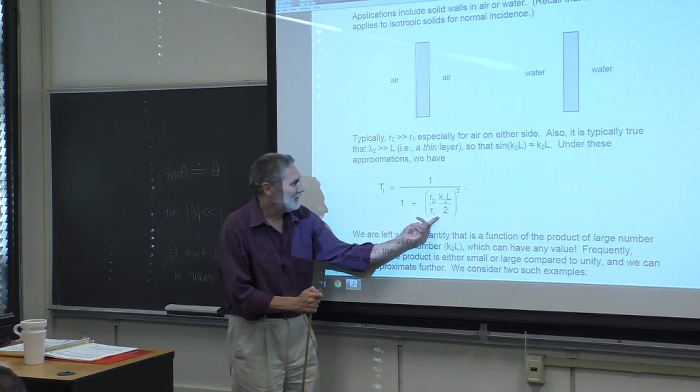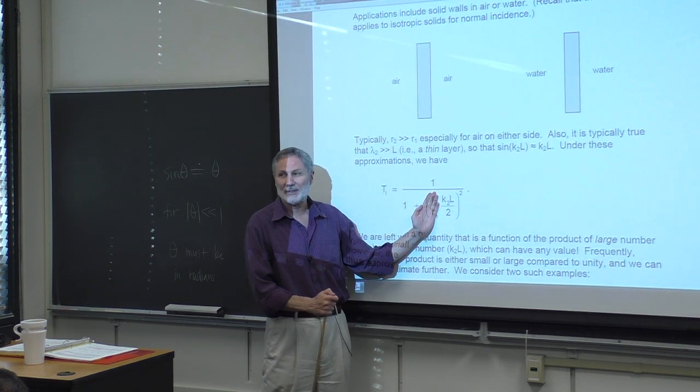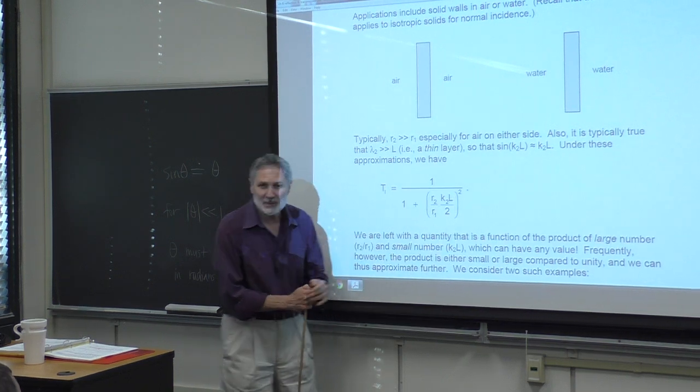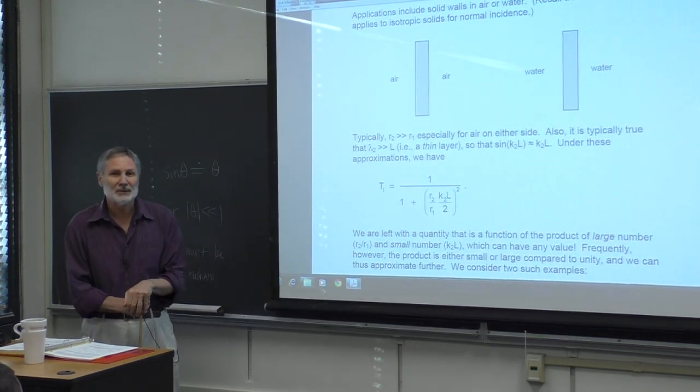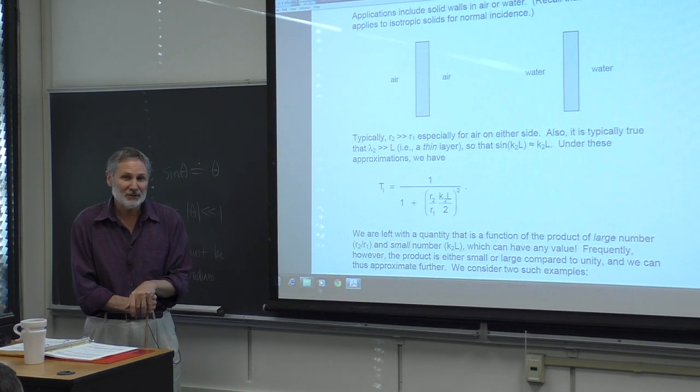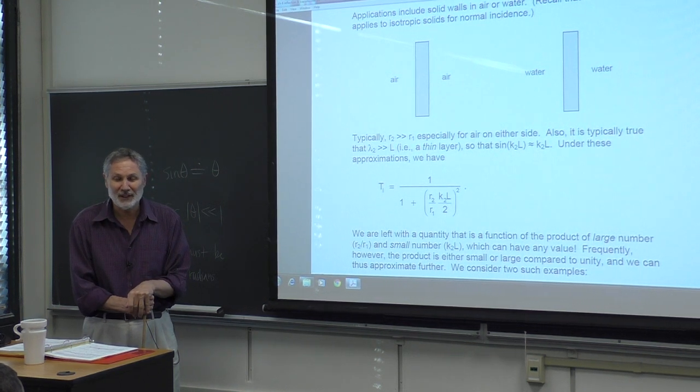What do we have right here? Well, that's small, right? Well, what's that? That's big. So what's the product of a big number and a small number? What? It could be close to 0. It could be out there near infinity. It can be anything.